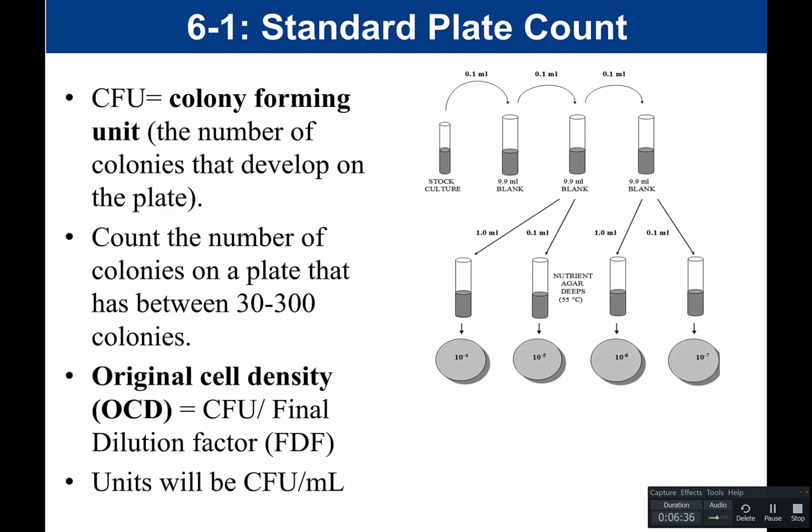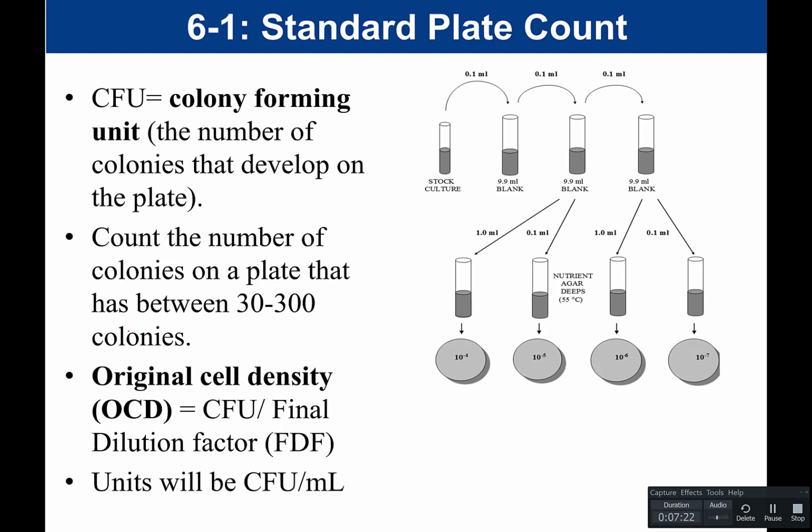Now let's talk about how we analyze our results. What we're looking for in our experiment is we are trying to determine our titer. And our titer is the number of bacteria per milliliter. So what we do is we look at the number of colonies that are on the plate. The number of colonies on the plate is referred to as CFU, which stands for colony forming units. Colony forming units is your count of how many colonies are on the plate, right? And so you're going to look at how many colonies you have.